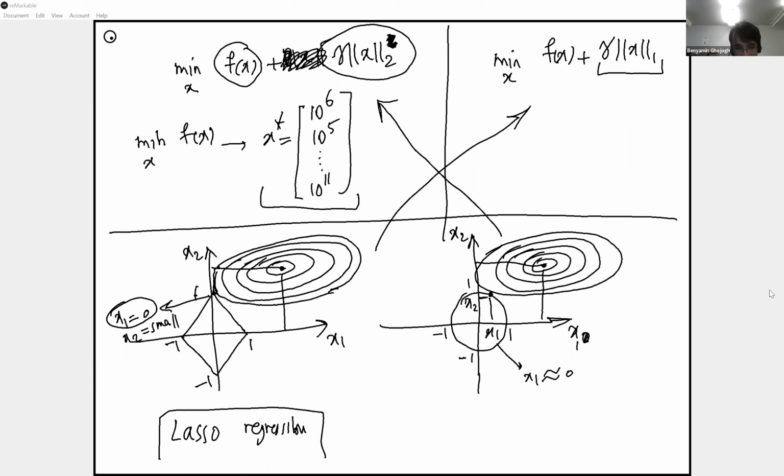Why? Because the probability of the function touching the corner of the diamond is much higher than the probability of the solution landing here when it's a sphere. Although in both cases x1 and x2 are small, in the L1 norm case x1 becomes exactly 0. Therefore, it's sparse. That's why for sparsity you can use L1 norm regularization. But you can use the L2 norm for making it small, but it won't be sparse.